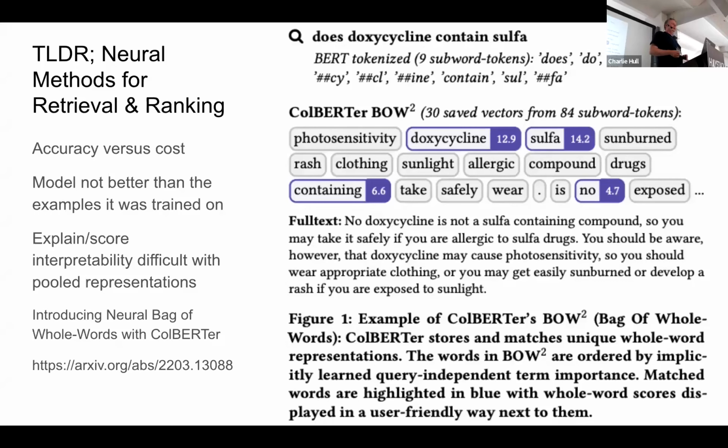And to summarize these three different methods, they are all trade-offs, accuracy versus cost. My point is that the representation model is not better than the examples it was trained on, right? And it's also very hard, for example, for bi-encoder models that represent a full segment of text into one vector and the query into one vector, and then try to interpret why this hit is here.